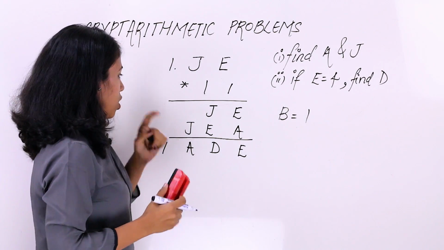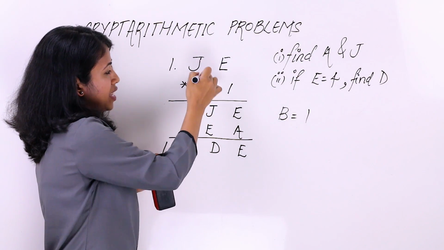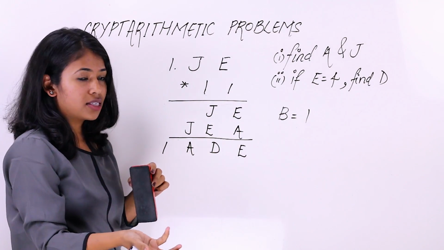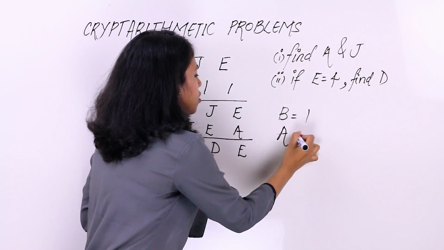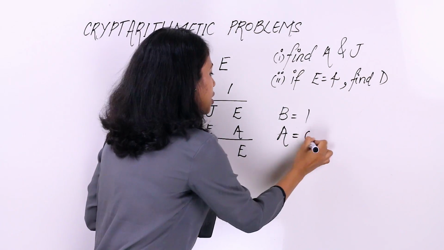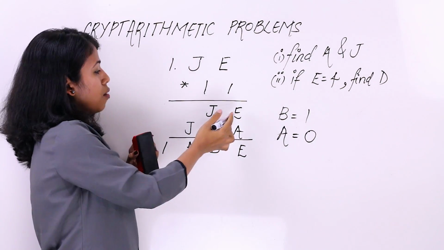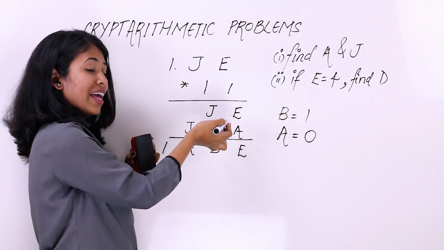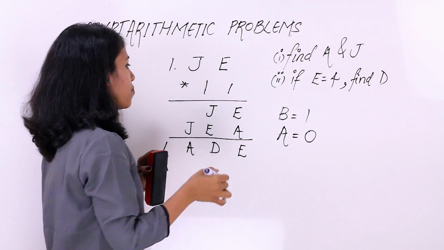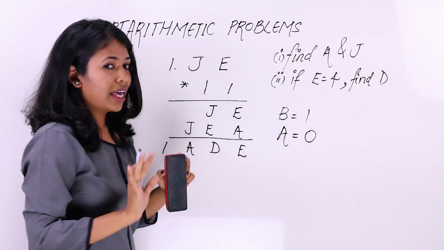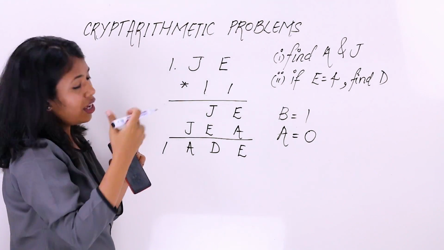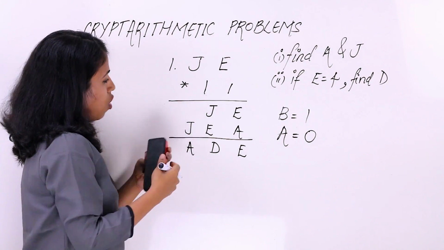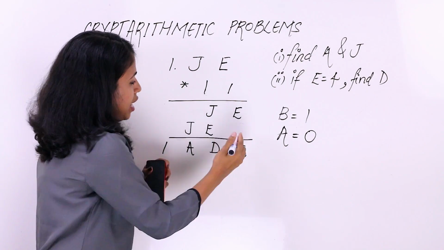Now, let's move on. When 1 multiplies JE, it gives JEA. The only value which A can have is 0. You can check the same by adding these both. E plus A is giving me E, which essentially means that A has to be equal to 0, right? So we have found B and A values. Now let's move on to finding any other alphabet whose value we can find. Also, let's replace A with zeros.